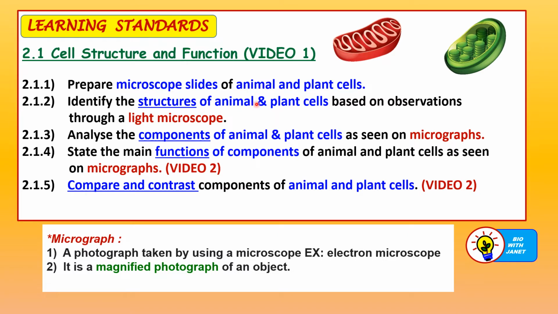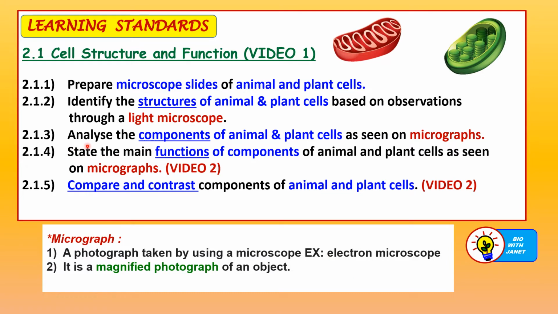Now, identify the structures of animal and plant cells based on observations through a light microscope. So light microscope is the normal type of microscope that we use in the laboratory, which uses light to illuminate the slide, so that you can see the structures clearly. So this is not a very powerful microscope compared to the electron microscope, which is able to produce an enlarged image of the object to view the structures very clearly. So we'll talk about that later.